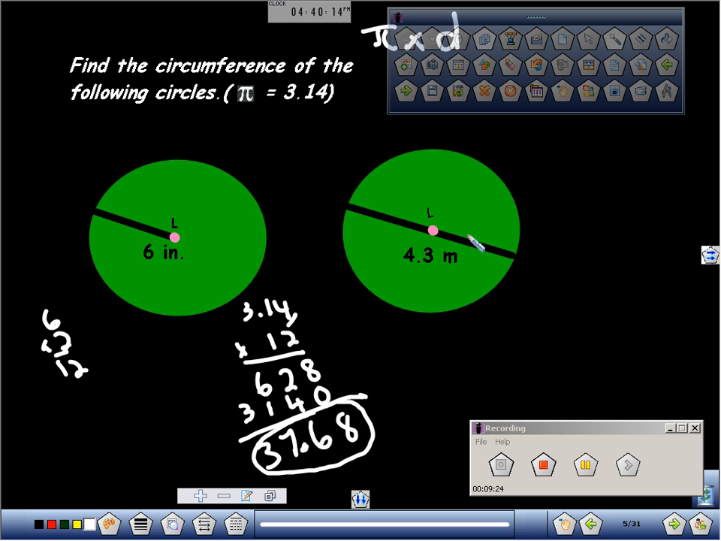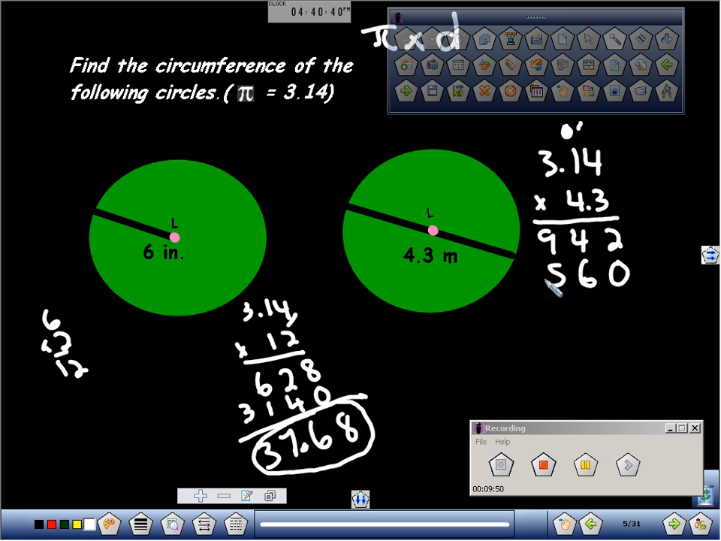Now on this one, they give us the diameter. So I always put pi on top. 3.14 times 4.3. And then we can just multiply it out like the decimals aren't even there. 3 times 4 is 12. Carry the 1. 3, 4. 3 times 3 is 9. Put my 0. Get rid of this. 4 times 4 is 16. Carry my 1. 4, 5. 4 times 3 is 12. And then we can add them up.